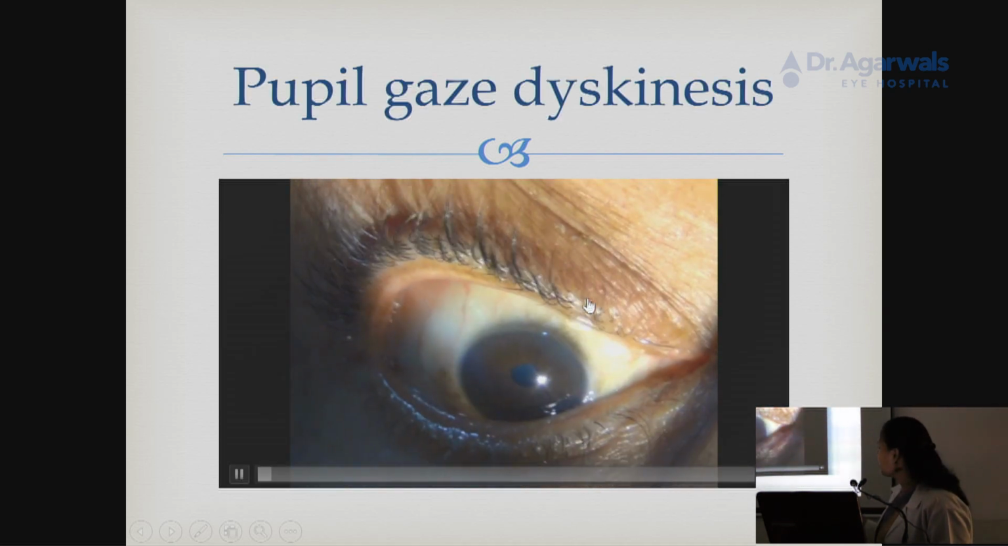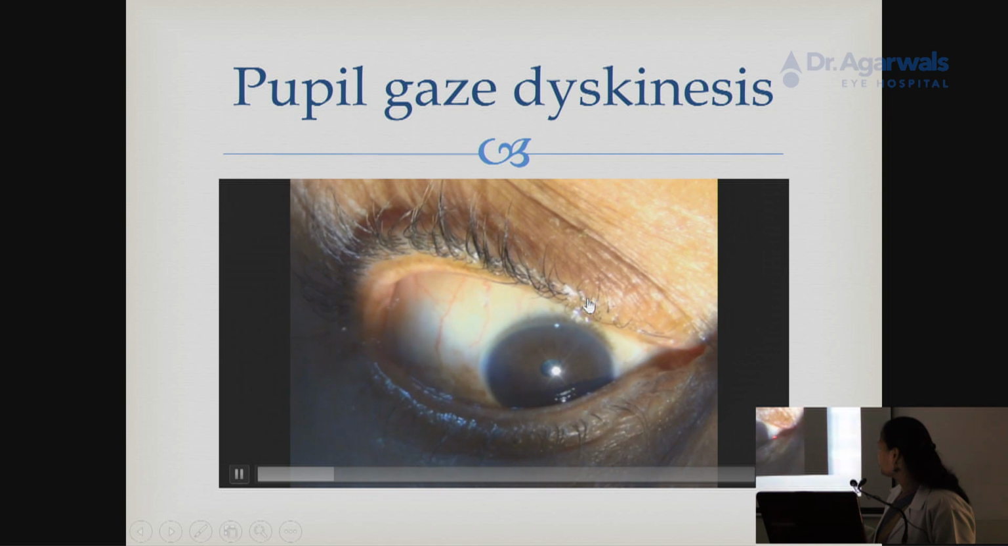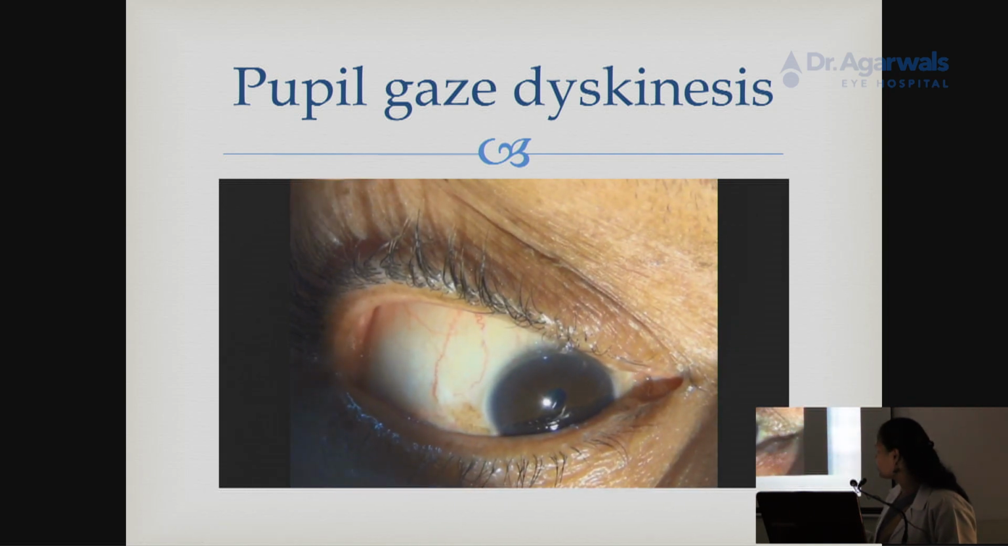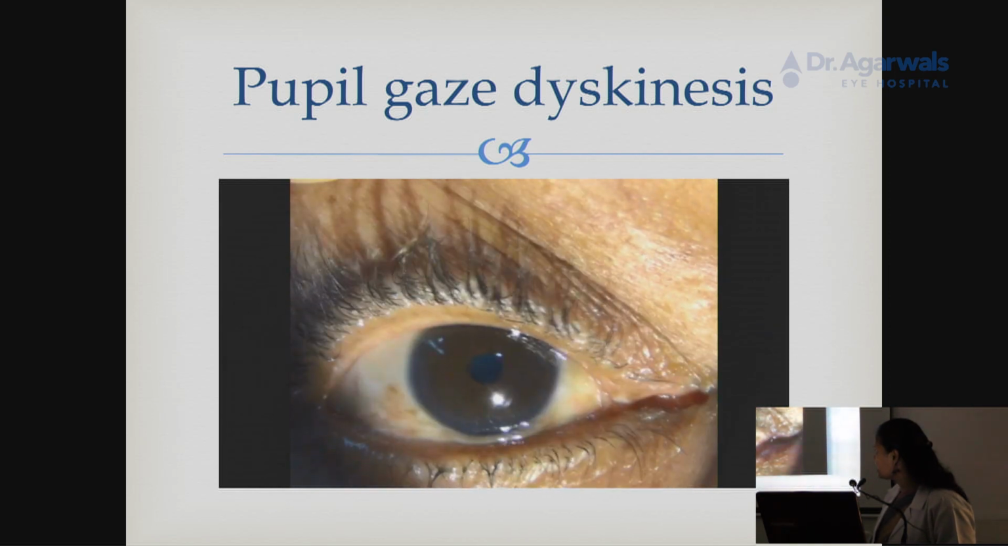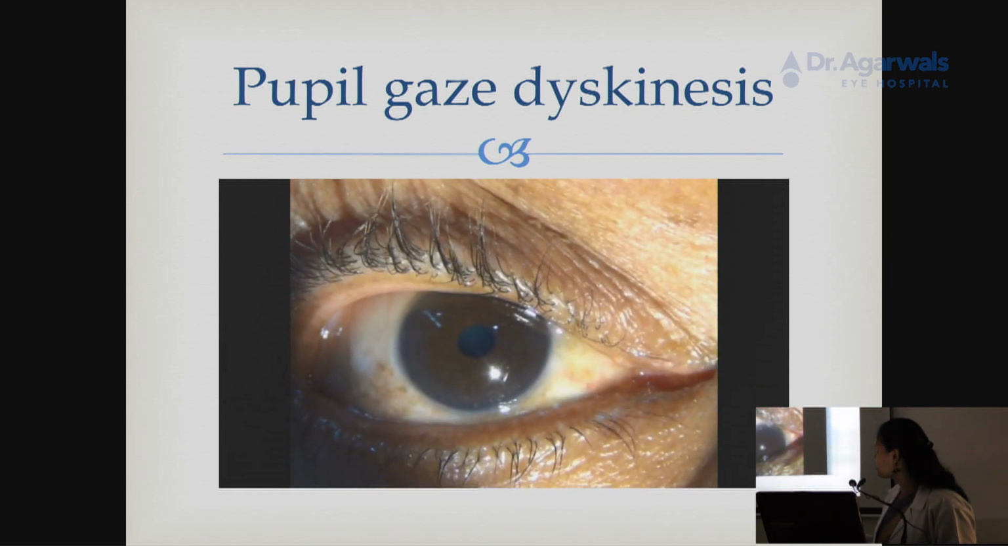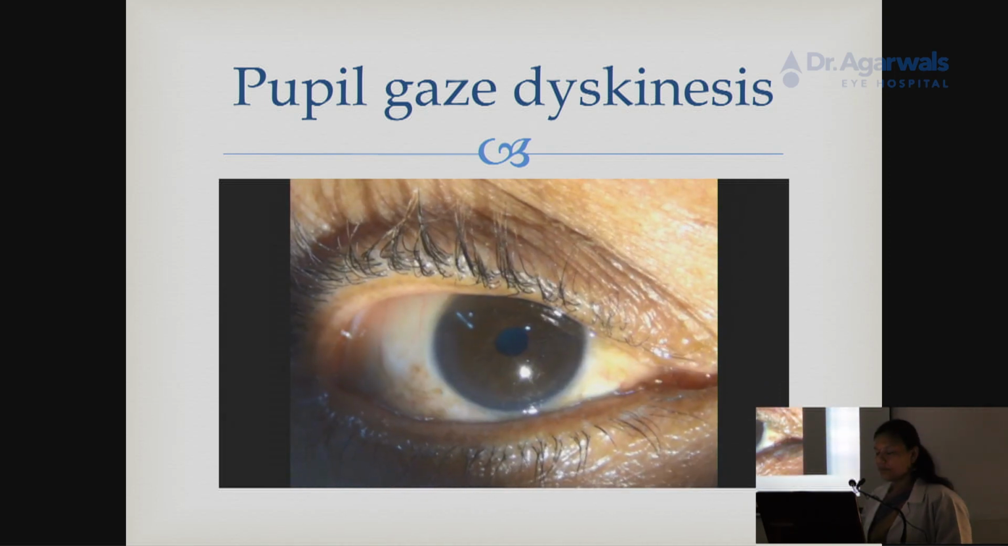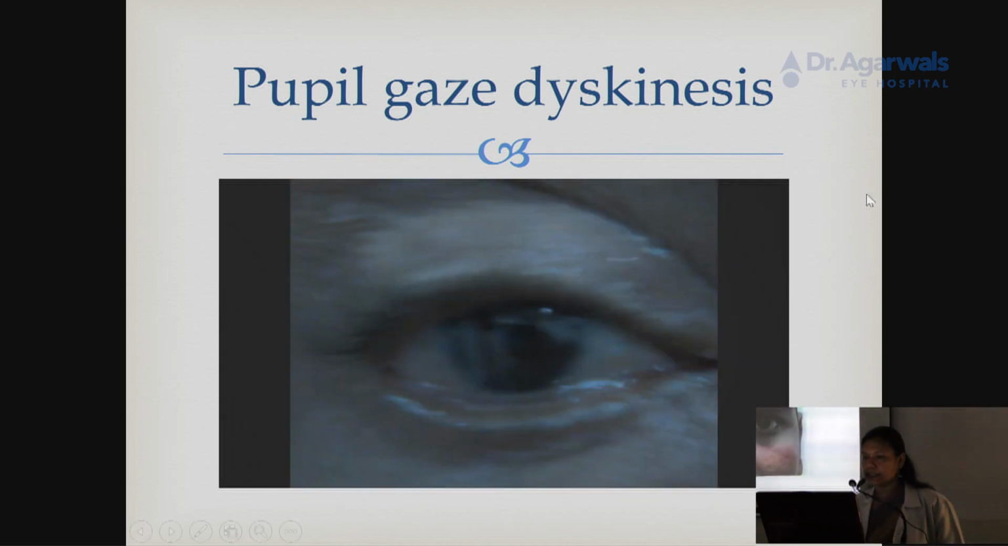Keep looking at the pupil. I don't know whether you are able to appreciate it. Look at the pupil. When the patient looks down, the pupillary constriction occurs, and when he looks straight, the pupillary dilatation happens. Constriction and then the dilatation. This is pupil gaze dyskinesis.